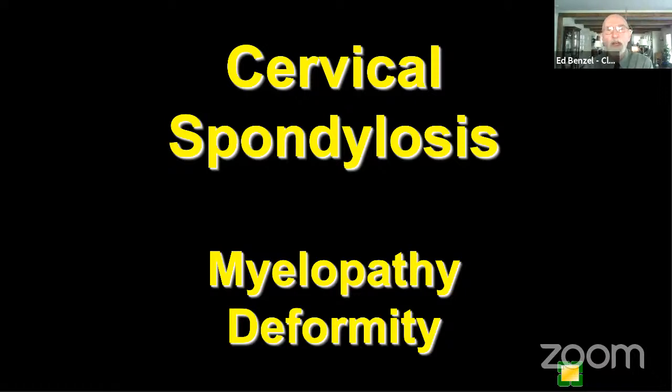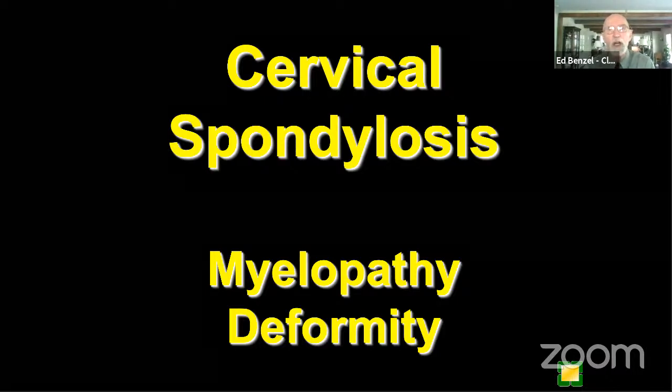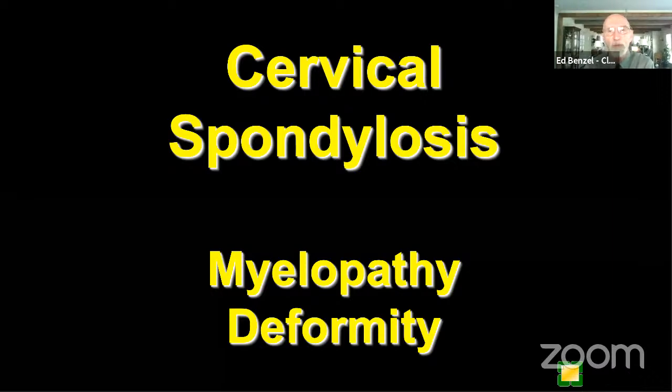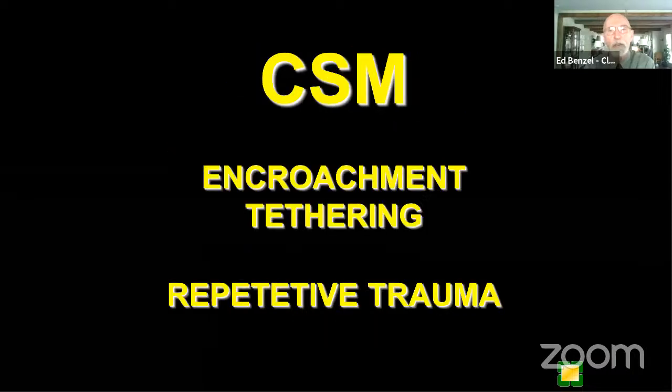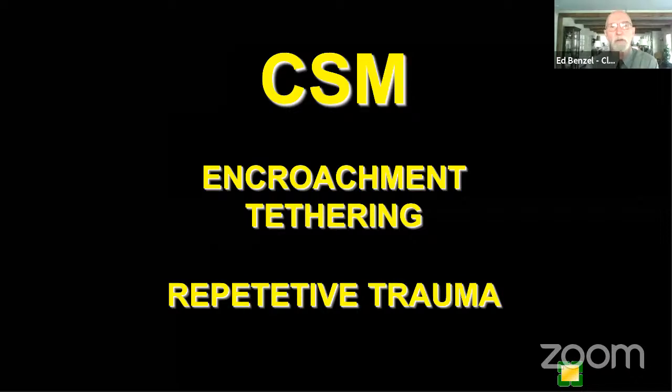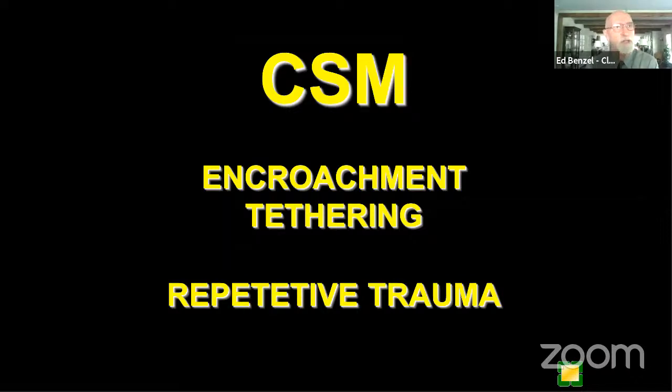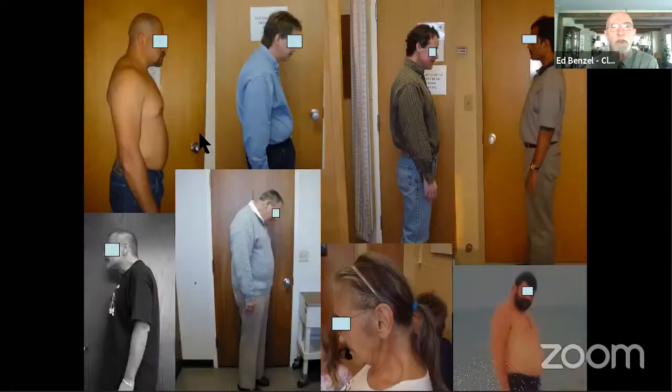Okay, now I'm going to take us on my journey. Cervical spondylosis manifests itself to us as surgeons in 2 ways predominantly: myelopathy or radiculopathy, and deformity. Cervical spondylotic myelopathy is an encroachment and tethering problem, and it's a result of repetitive trauma to the spinal cord. These patients all have a cervical deformity. They have 2 things in common.